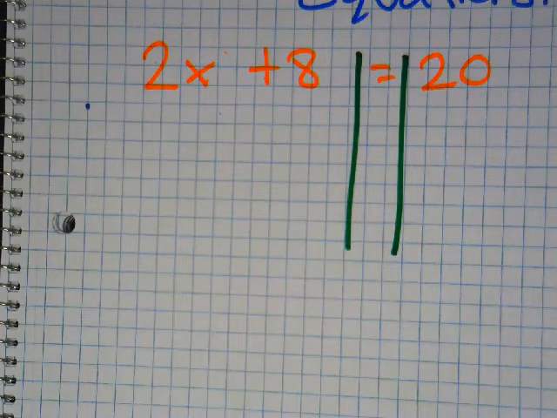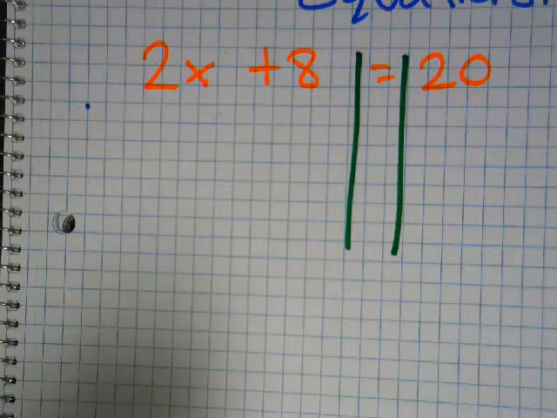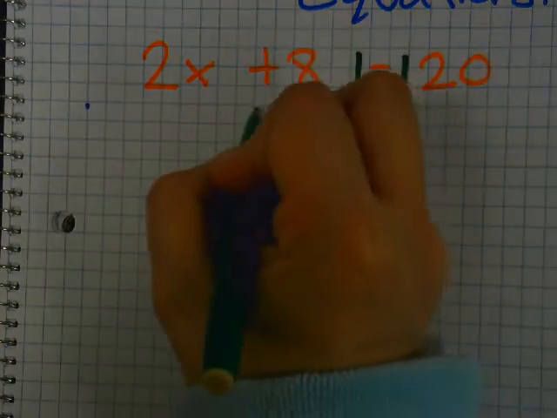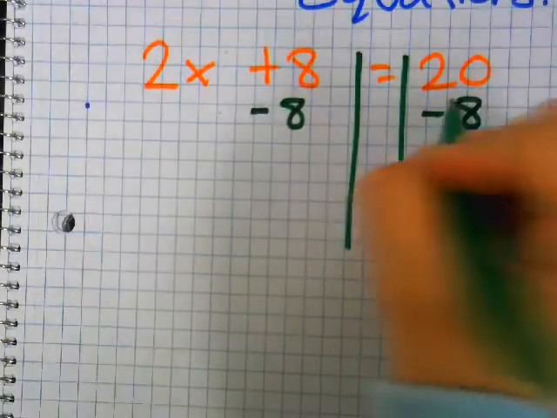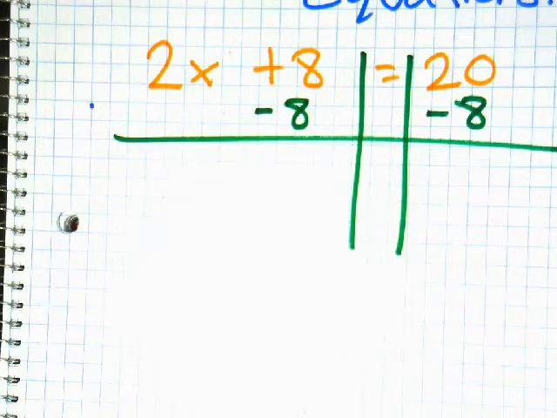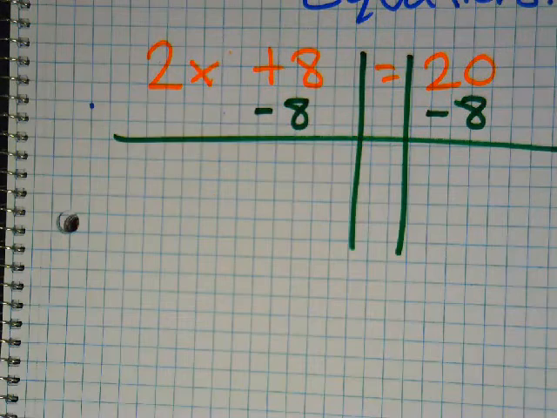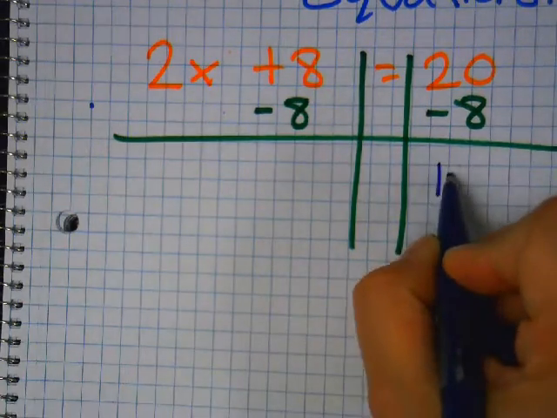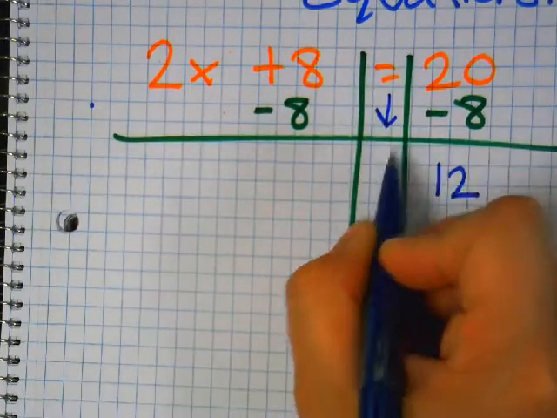So, which two numbers do I move? And the 2. Which number do you move first? Sorry, 8. How do I move it? Subtract 8. So minus 8, minus 8 on both sides. What's 20 minus 8? 12. Thank you. Bring down your equals.